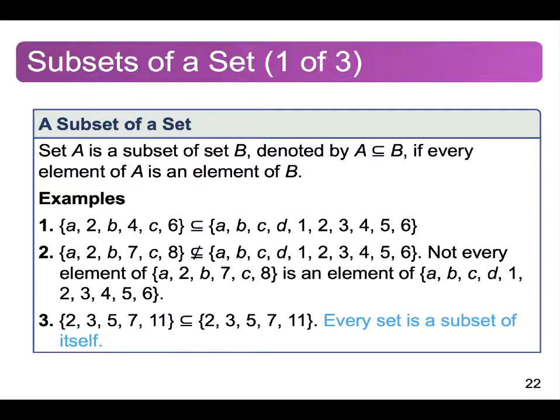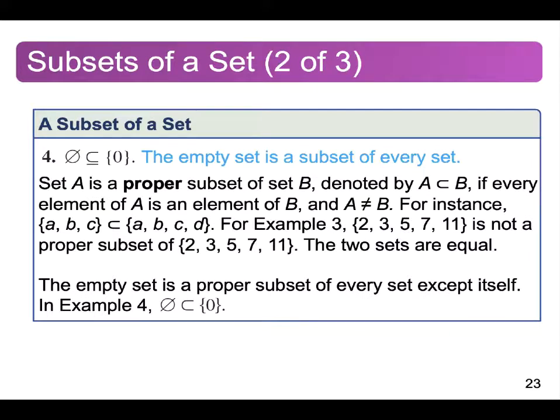Now, for example 3, you see that the two sets are themselves 2, 3, 5, 7, 11, and 2, 3, 5, 7, 11. This would be considered a subset because every set is actually a subset of itself. So you don't have to have anything different. You can have everything exactly the same and still be a subset. The empty set is actually always a subset of every single set.